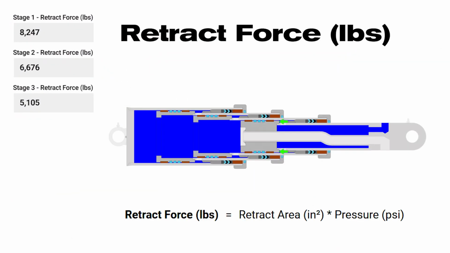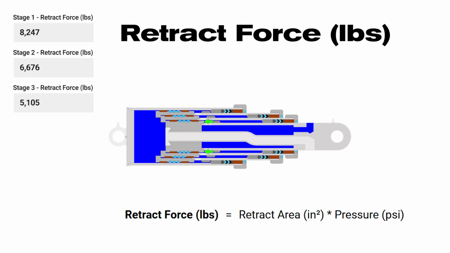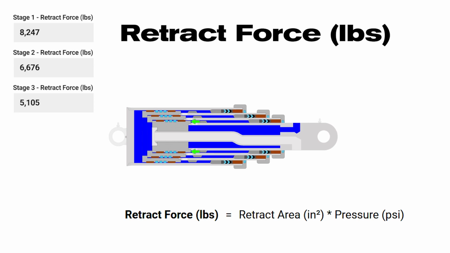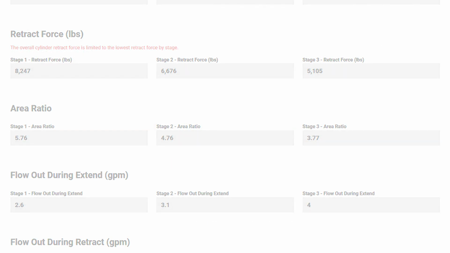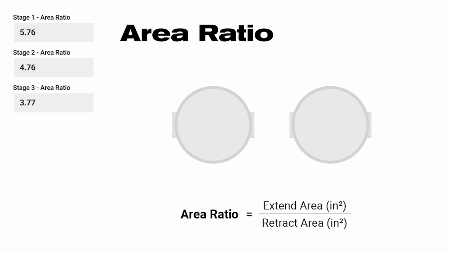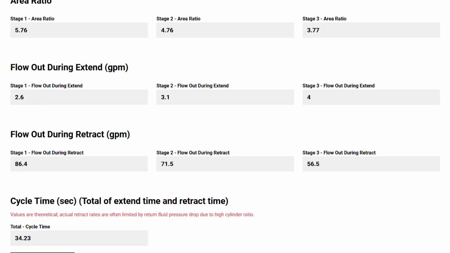Retract force, measured in pounds. The force exerted by the hydraulic fluid on each stage as the cylinder retracts or pulls inward. The retract force is typically low relative to the extend force. It is limited by the stage with the smallest annulus area, resulting in a force 1/3 to 1/10 of the extend force. Area ratio. This is the ratio of the extend and retract areas. The extend side of a double-acting telescopic hydraulic cylinder has more area than the retract side.